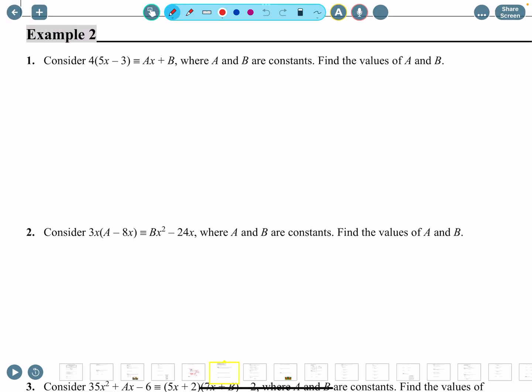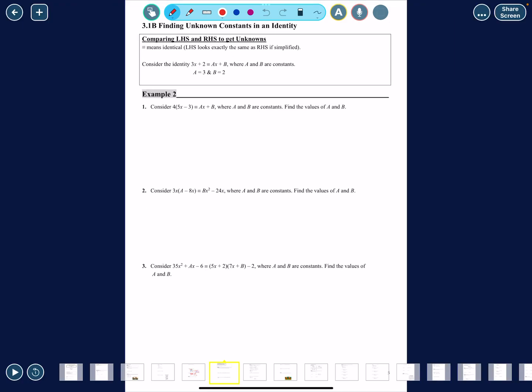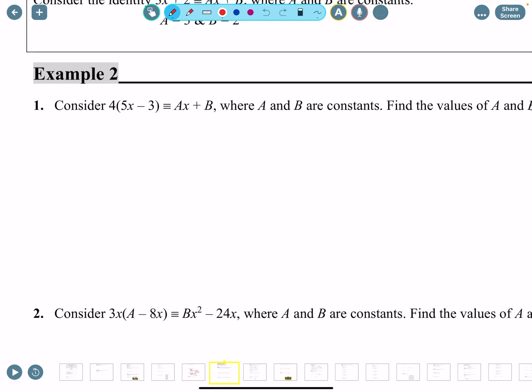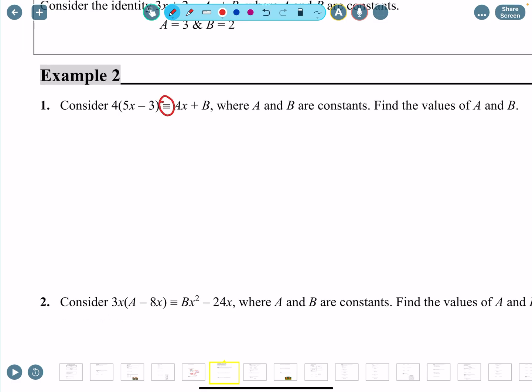Then we move on to like terms. Basically, we're going to match up. You already know when you see this one. This one is called identity. It's not equal sign. Identical or identity. So it's telling you that the left hand side should look exactly the same as the right hand side. So it's identity.